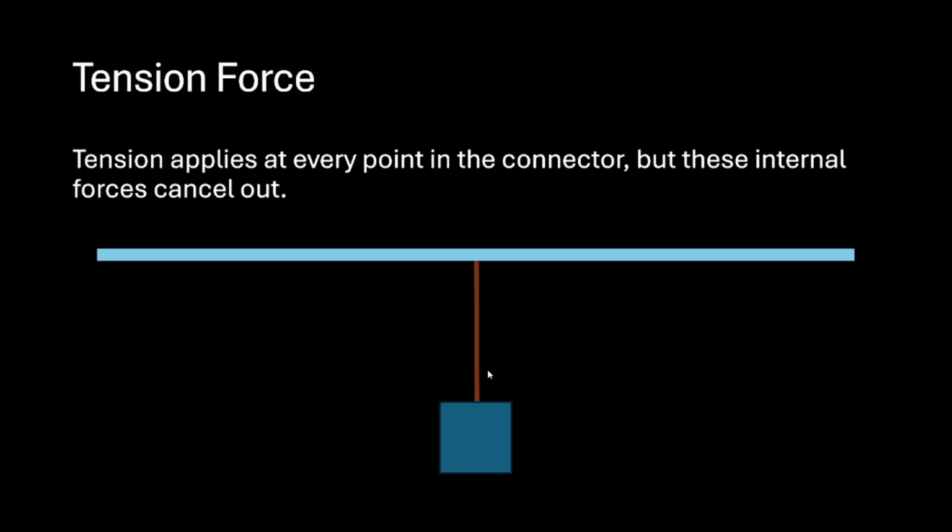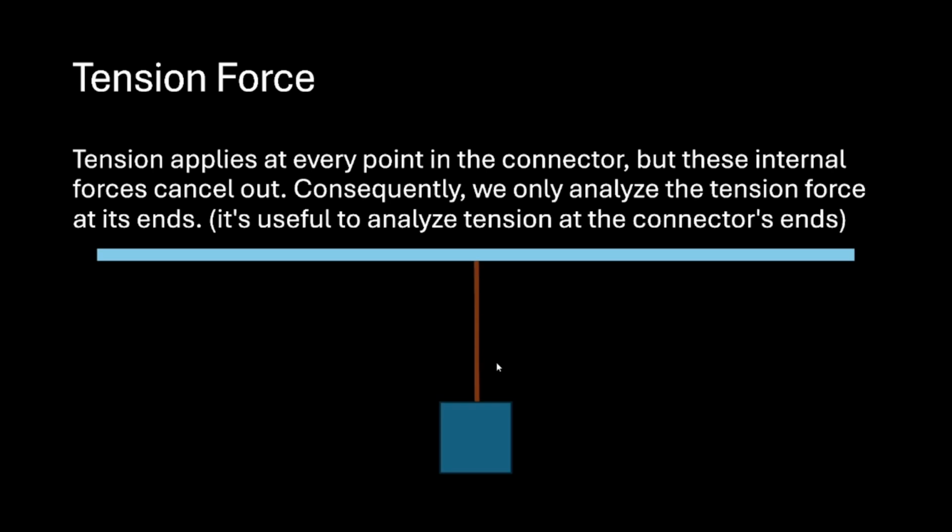So at every little point, there's always tension. It's always being pulled apart. But these internal forces of up and down, they cancel out. So in an ideal string, we don't consider tension in the internal parts of the rope. However, it is useful to analyze the tension force at its ends, at the rope's ends.